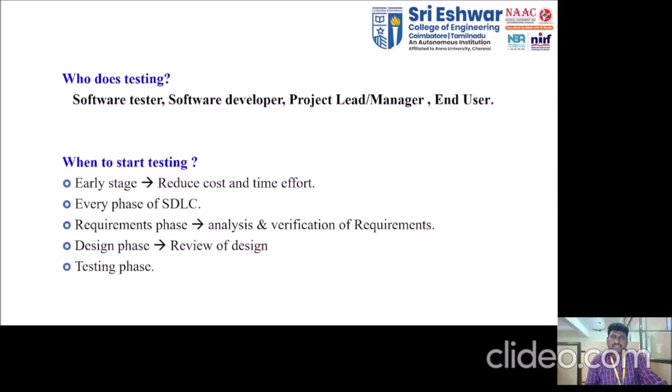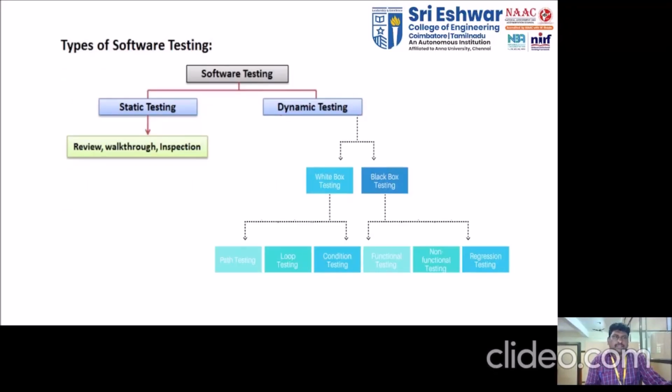Then who does this testing? The software tester, software developer, project manager, or the end user also. When to start testing? At the early stage and in every phase of the SDLC. SDLC means software development life cycle, such as the waterfall model and agile model. So many types are there, and the requirement phase, the design phase, and the testing phase.